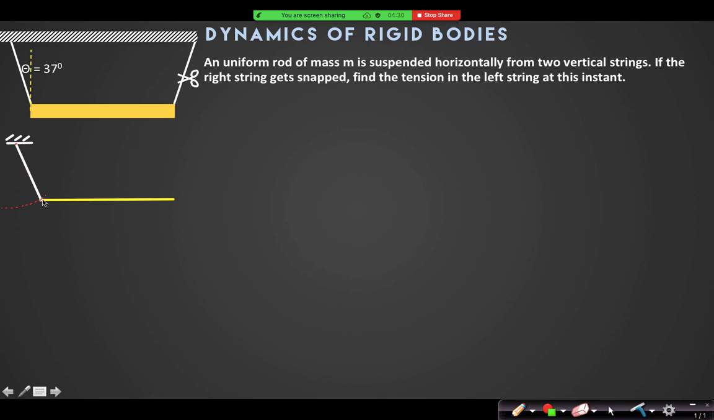So at this particular instant when I have cut this right string, I cannot say that the acceleration of this point is completely zero, right? But let us try to understand what I can say about the acceleration of this point. I am sure that it will have some acceleration, but in which direction? It's a tangential acceleration, yes.